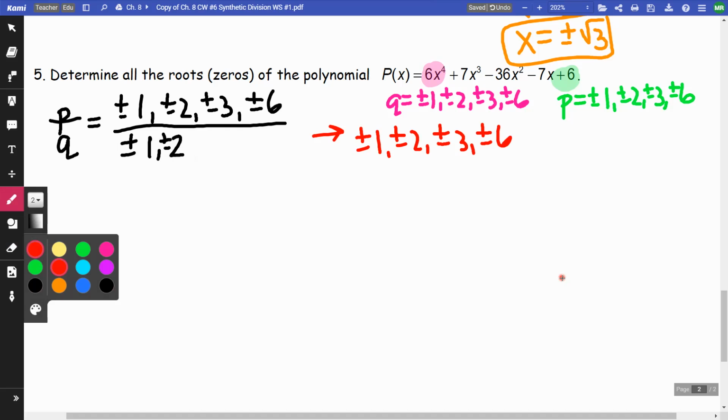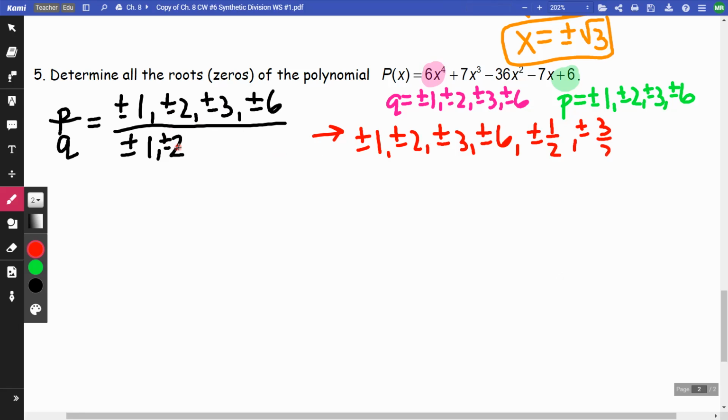So when I do that, I'm going to have 1 over 2, which is a 1/2. 2 over 2, which is a 1. 3 over 2, which is going to be 3 halves. 6 over 2, which is a 3. Again, I have a 3 already. Then I'm going to put it over the 3. So when I put it over the 3, I get 1 over 3.